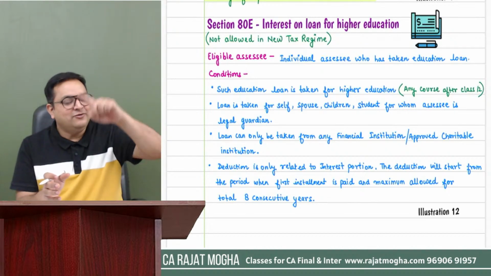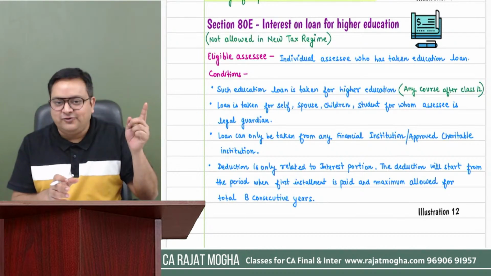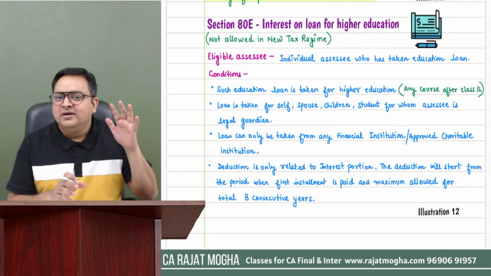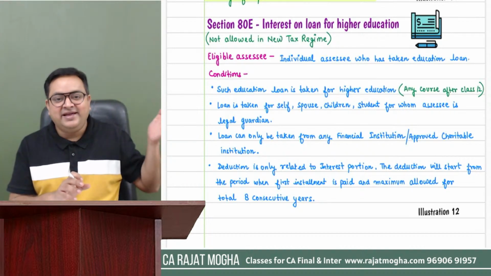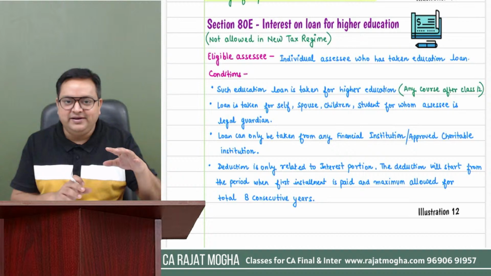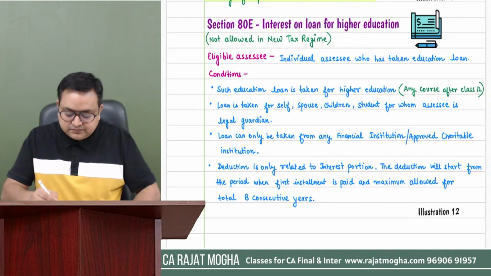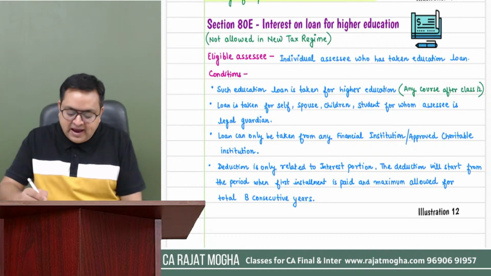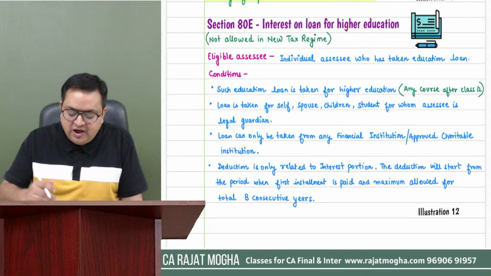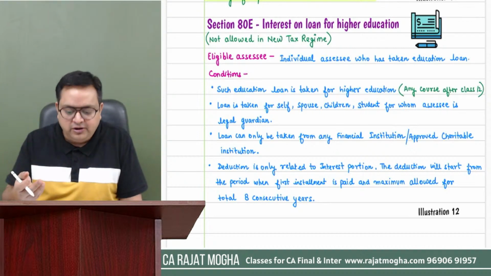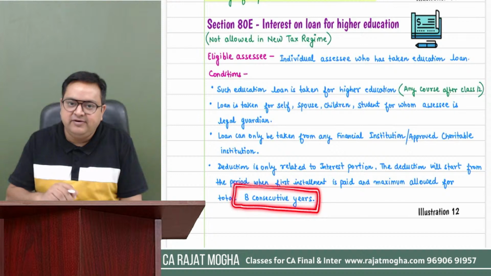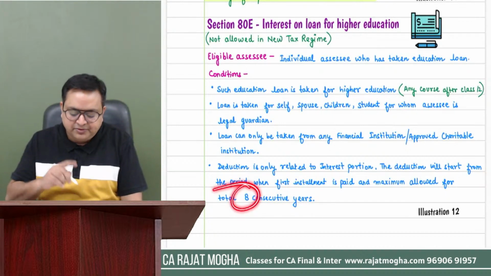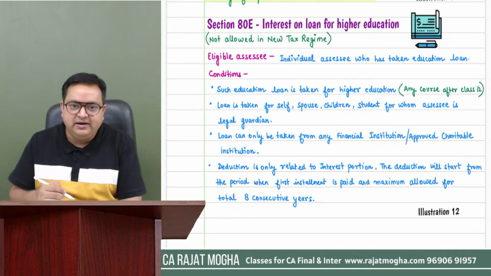Principal repayment was in 80C related to house property, right? And for how many years you have to hold that house property? For 5 years. Otherwise, whatever deduction you have claimed earlier in 80C, it will become your income, right? But here, only the interest portion is allowed. And also, whenever you have started paying the installment, it would be allowed from that year, and maximum for 8 consecutive years it can go. So this is important for MCQ. You should know about 8 years.